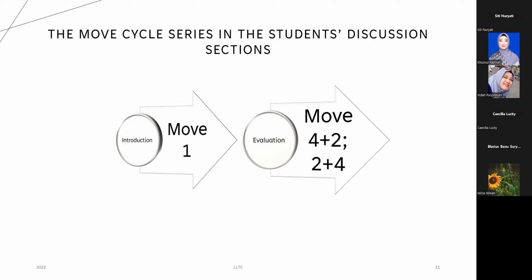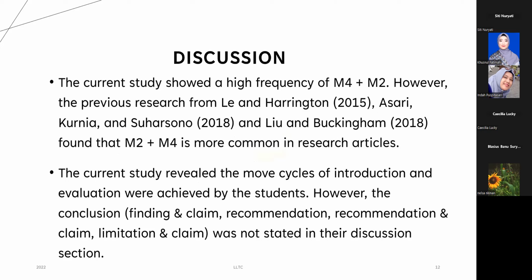And then, regarding the move cycle series in the students' discussion sections, most of the students use or show introductions and evaluations, but they don't develop ideas related to conclusions that consist of several communicative moves that I mentioned before. For introductions, they use move 1, and then for evaluation, they use move 4 plus 2 or 2 plus 4. Usually, they use theory first, and then show the findings for developing the ideas in the discussion sections. And the current study showed a high frequency of M4 plus M2, or move 4 plus move 2.